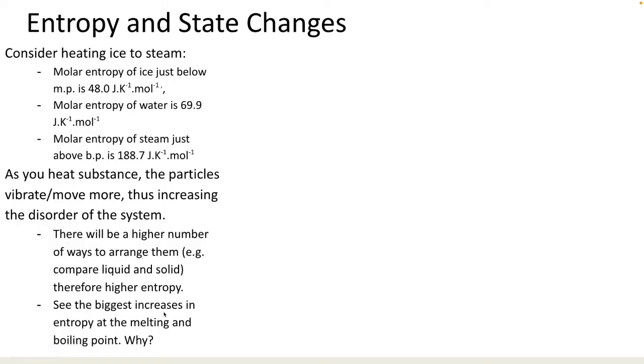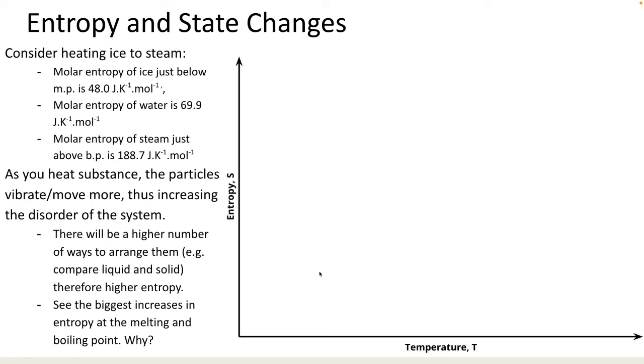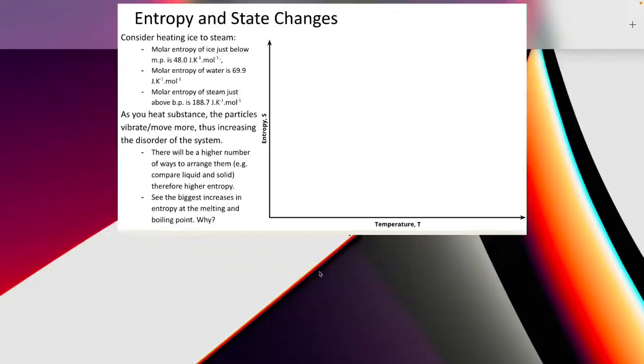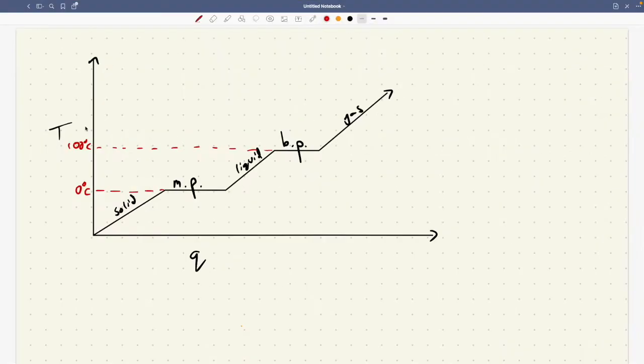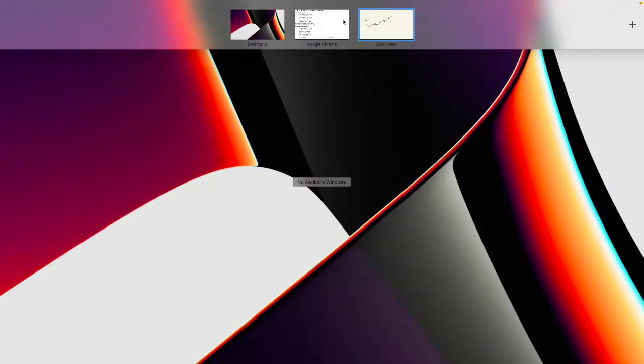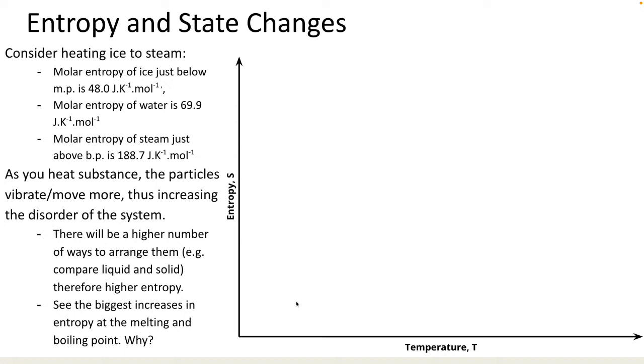Interestingly though, we see the biggest increase in entropy at the melting and boiling points. And you might want to pause and think about that. Similar to how we've drawn previously a phase change diagram looking at how temperature changes when we put energy in, have a think and see if you can predict how the entropy is going to change as the temperature increases. You can draw that and then have a look at what we've got here now.